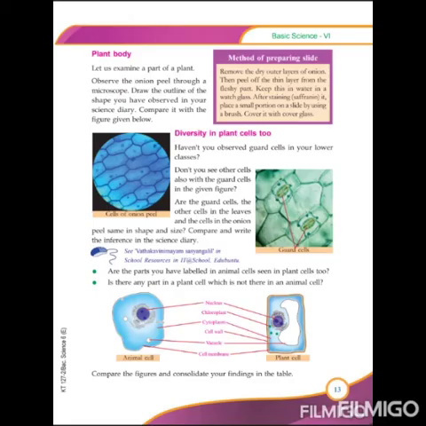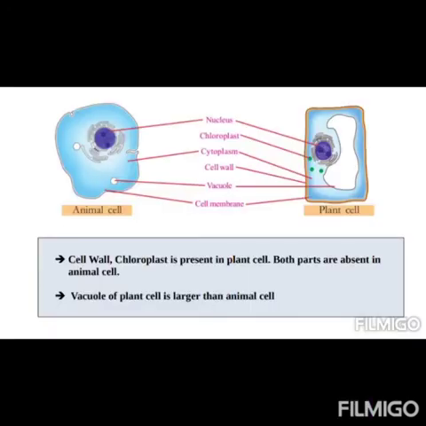Now we have studied both the animal cell and the plant cell, and we have also seen the parts in the animal cell and plant cell. Now let us compare the figures of the animal cell and plant cell and find out what the differences are. While comparing the parts of the animal cell and plant cell, at first we'll see which are the common parts in both animal and plant cell.